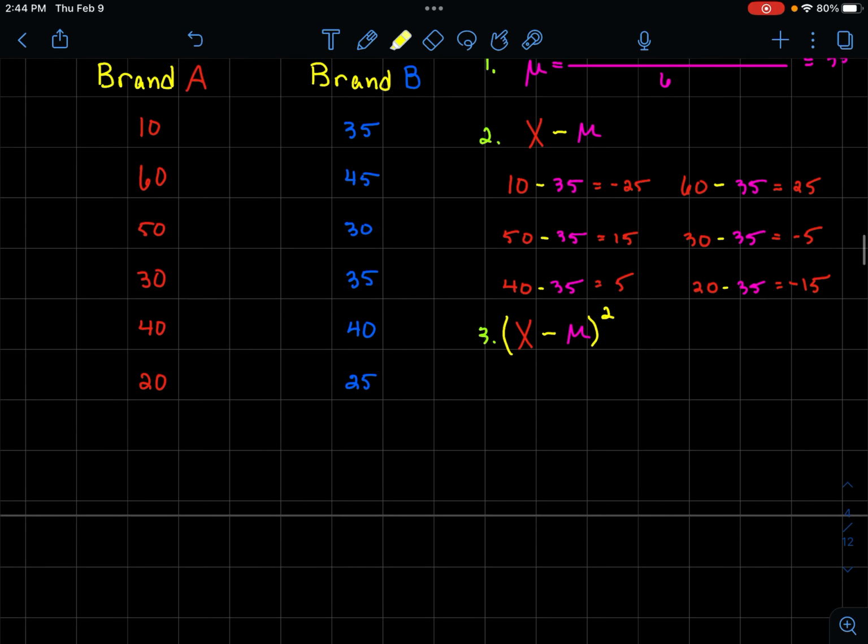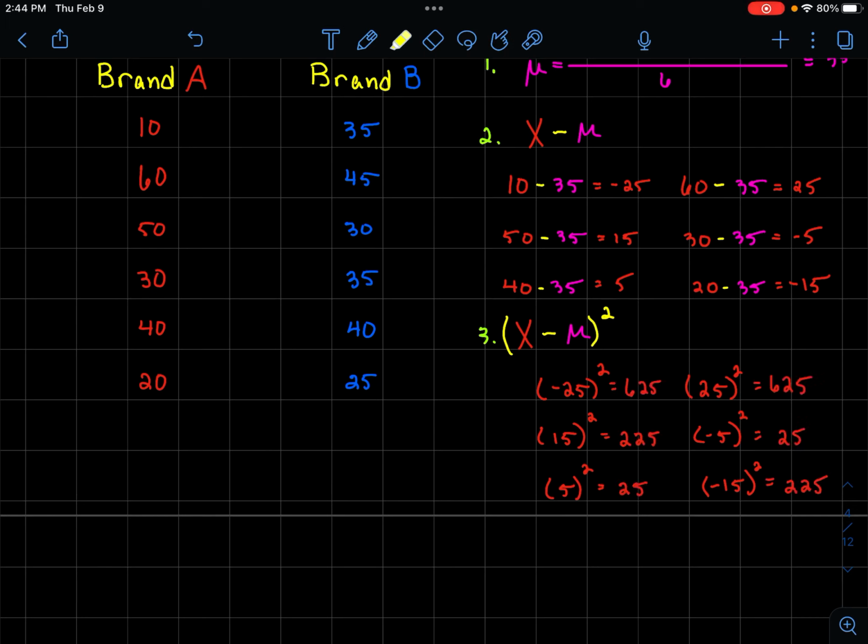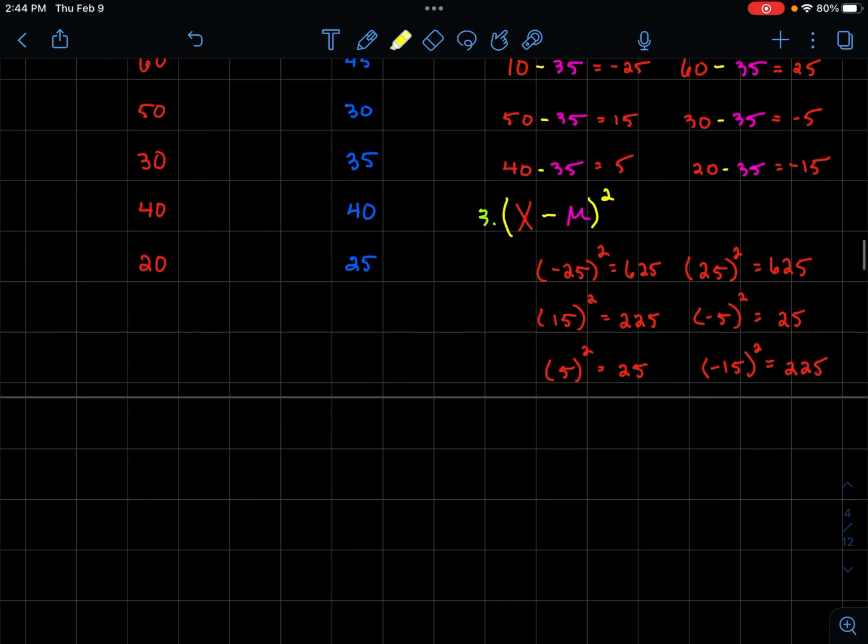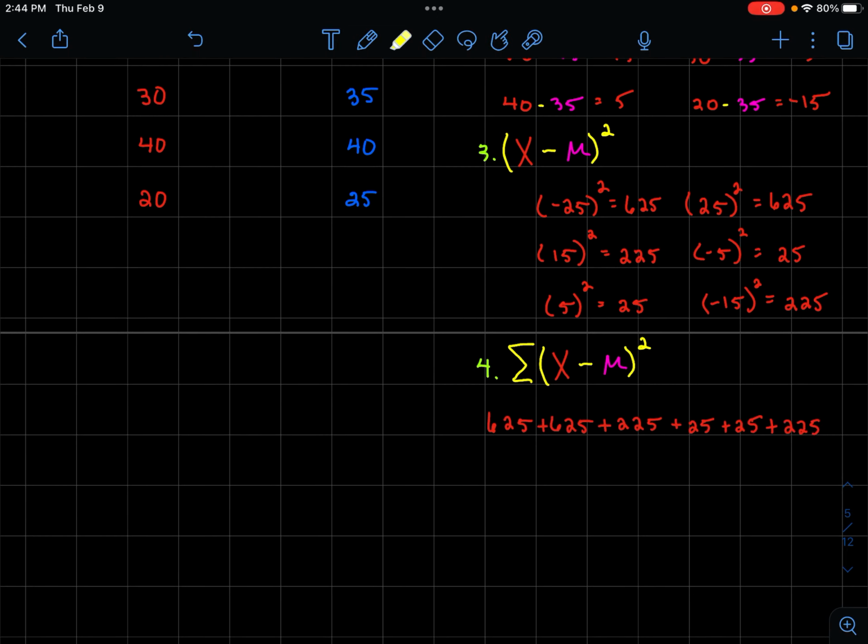Then we jump into step 3. We're going to take each of those values and we want to square them. So all of the negatives and all those positives that we have in red, we'll raise them to the second power, and we're going to get the following values here: a couple 625s, a couple 225s, and a couple 25s. Then we take each of those squared numbers and add them all up. Adding each of the values up gives us a total of 1,750. And then we get into step 5.